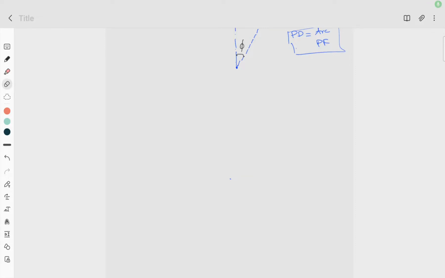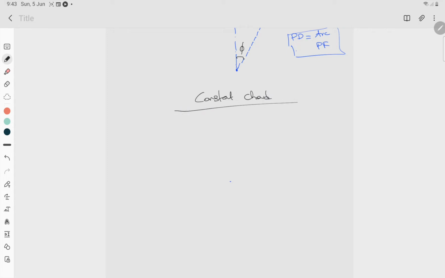Very good morning, everyone. In this video, we will see how to calculate the gear tooth thickness using the constant chord method. We will derive the relation for constant chord in case of gears.